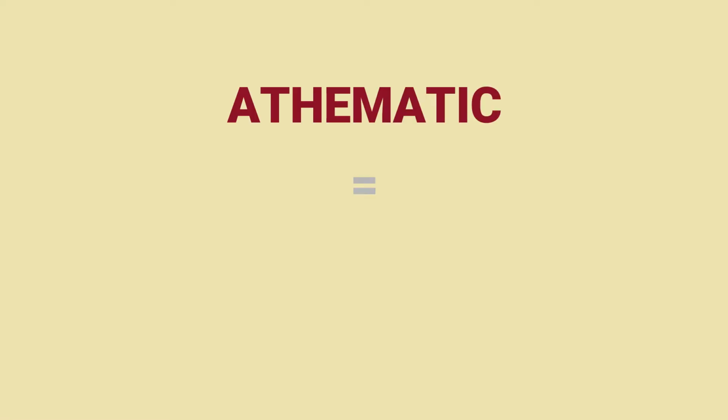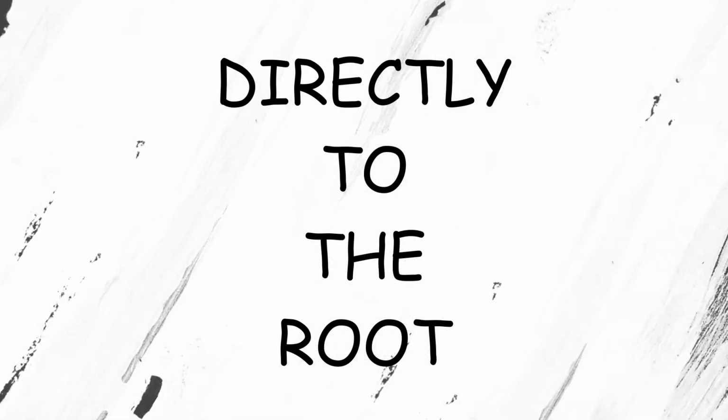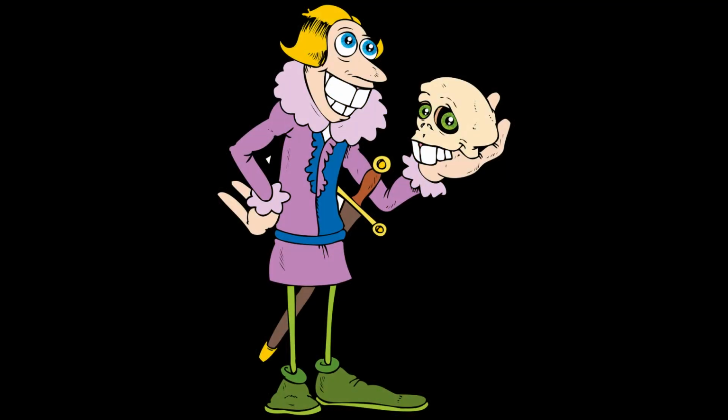Athematic means without theme. The desinences were originally added directly to the root, without a suffix, without a sound that usually appears and that we need to understand what group that word belongs to. The most important of these verbs is to be, an archaic and complex verb, so complex that we usually prefer not to reconstruct its past and just categorize it as an irregular verb.